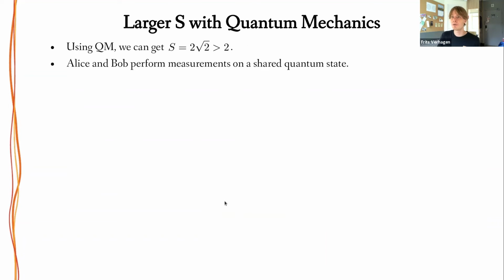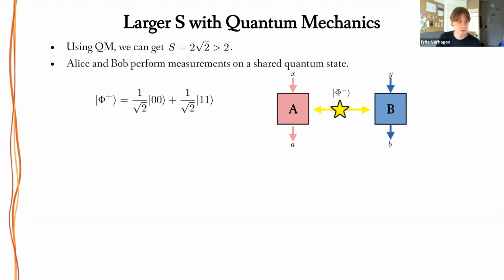Okay, but now something nice happens if we introduce quantum mechanics, because then we can get a larger S that is greater than 2. In fact, we can get an S, as I will show in a moment, that equals 2 square root of 2, which is greater than 2. And how we do this in practice is that Alice and Bob, in order to determine their output, do a measurement on a quantum system that they receive from the source.